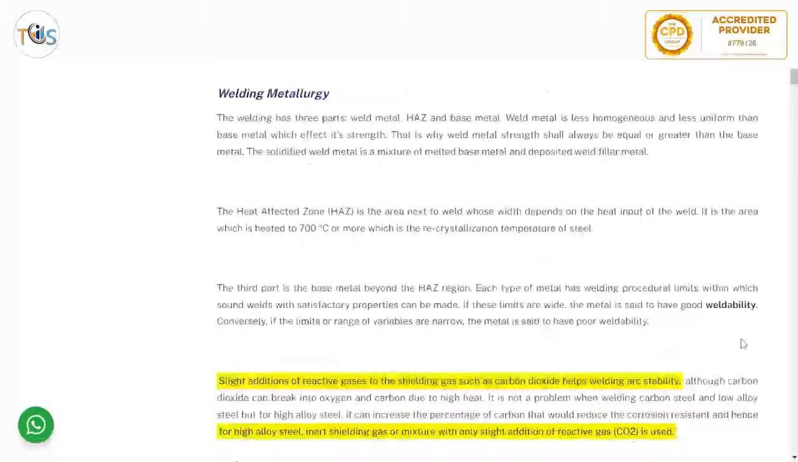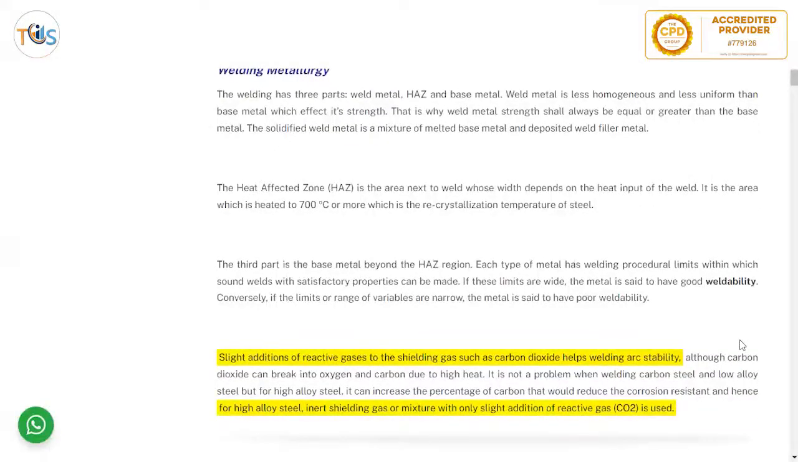Welding metallurgy. The weld has three parts: weld metal, HAZ or heat affected zone, and base metal. Weld metal is less homogeneous and less uniform than the base metal, which affects its strength. That is why weld metal strength shall always be equal to or greater than the base metal. The solidified weld metal is a mixture of melted base metal and deposited weld filler metal.